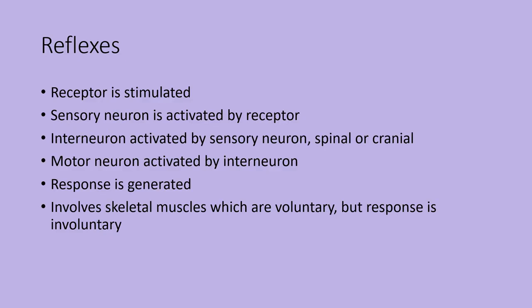For a reflex, what happens is the receptor is going to be stimulated. The sensory neuron then is activated by the receptor. An inner neuron then is activated by that sensory neuron. It can either be in the spine or the brain. The motor neuron then is activated by the inner neuron, and you get your response. And like I say, it's going to involve skeletal muscles, which are voluntary, but that response is very quick. And some of them are more complex than others. It may be where you put your hand on a hot burner, and the response is, oh, that's hot. Message is sent up to the brain, hot, move the hand, so you move the hand.